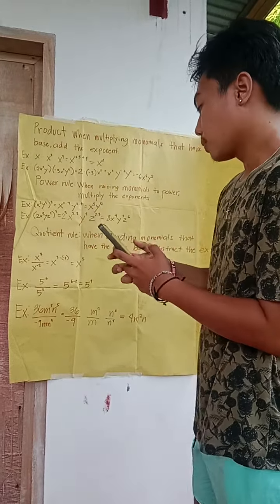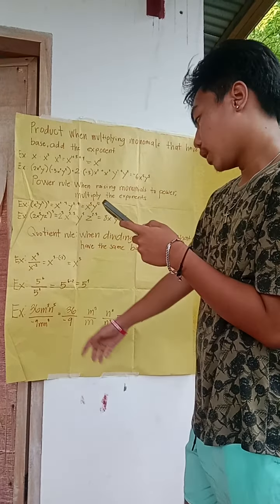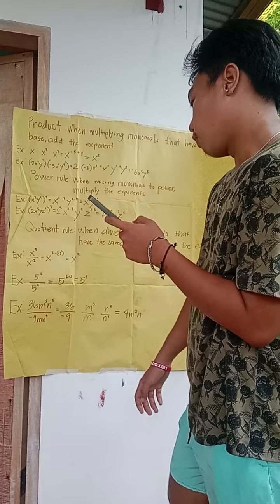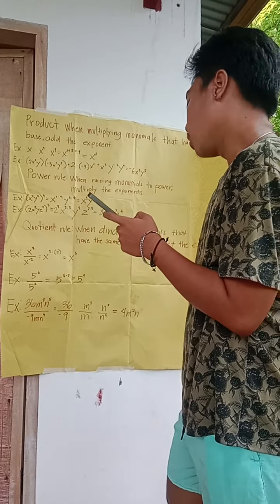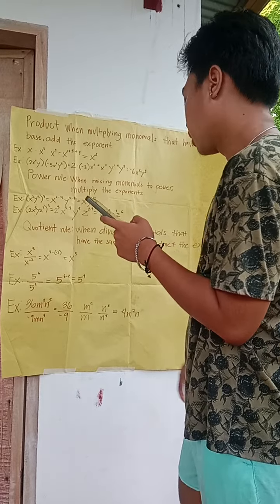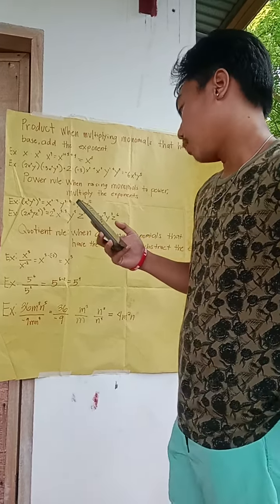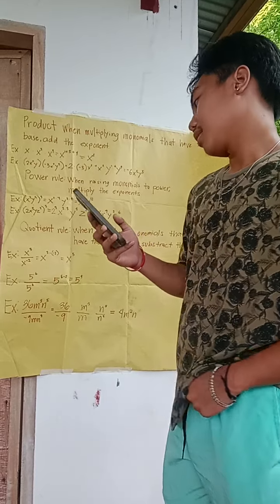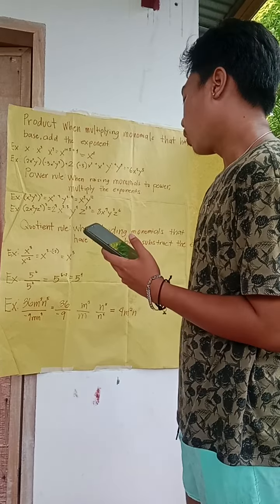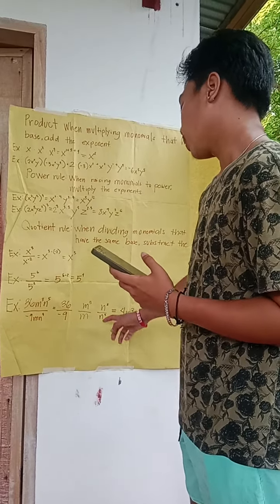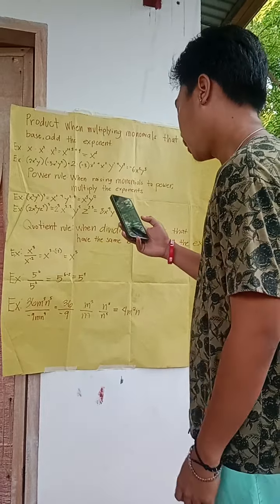Example: 36 m to the power of 3 and n to the power of 5, over negative 9 m and n to the power of 4, equals 36 over negative 9, and m to the power of 3 over m, and n to the power of 5 over n to the power of 4, equals negative 4m squared and n.